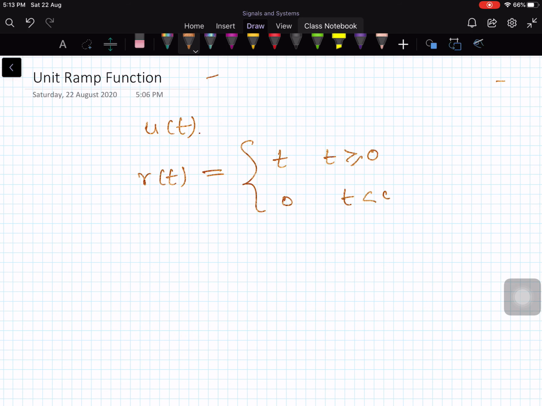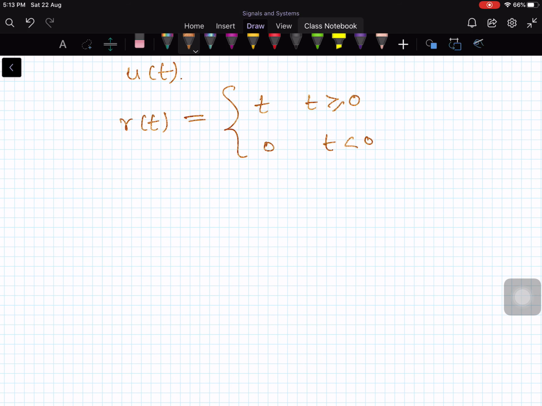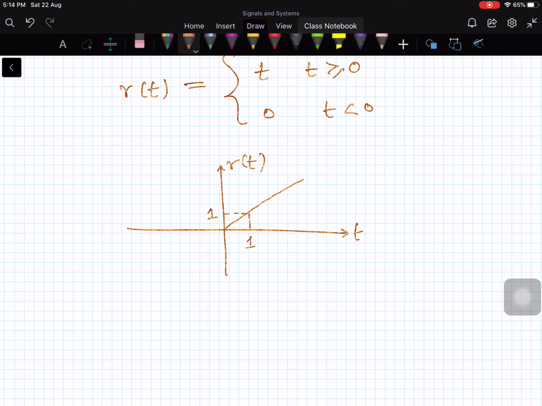Okay, so it is clear that its waveform would be like this. This is t, with unit slope: 1 unit on the x axis, and 1 unit on the y axis as well. So this is my r of t and this is the time axis. It has value 1 when t is equal to 1. So for positive t it is described as t, and for negative values it is 0.